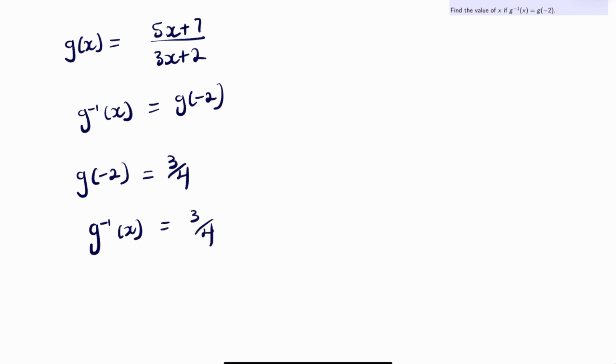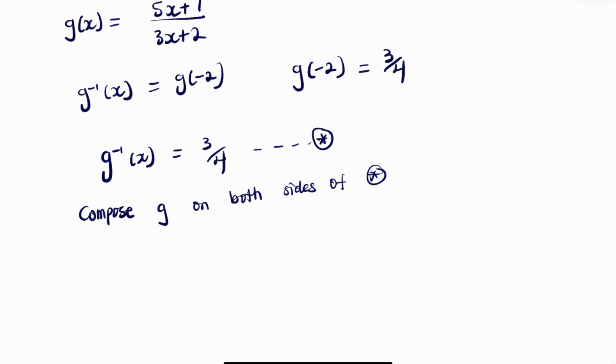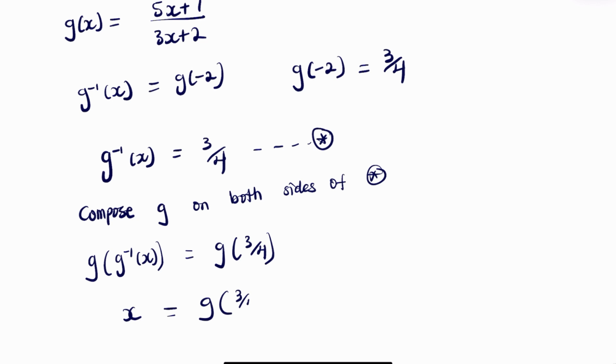In our new step, we are going to compose g on both sides of equation star. So we are going to have g(g⁻¹(x)) is equal to g(3/4), right? g composed with g inverse is going to give you the argument, right? So here the argument is x. So this guy is going to be x is equal to g(3/4). So let's compute g(3/4).